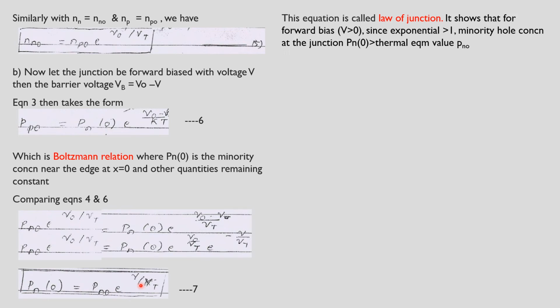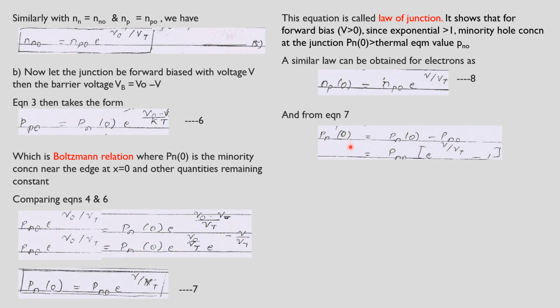Equation 7. This equation is called the law of the junction. It shows that for the forward bias, V greater than 0, since the exponential is greater than 1, the minority hole concentration at the junction Pn of 0 will be greater than the thermal equilibrium value Pn0. A similar law can be obtained for electrons, that is this law, equation 8.